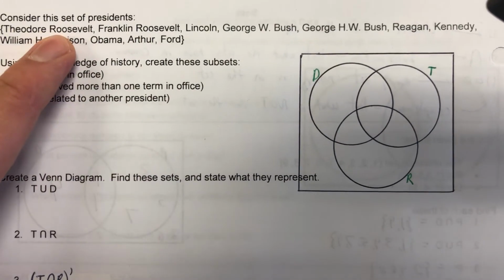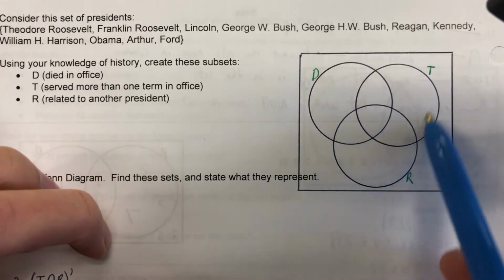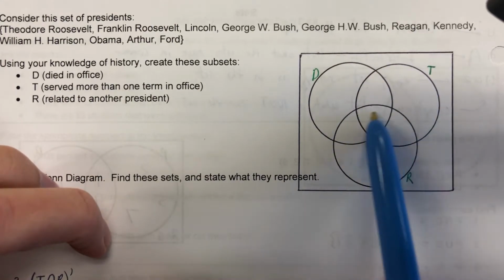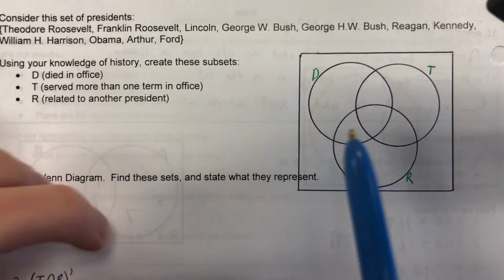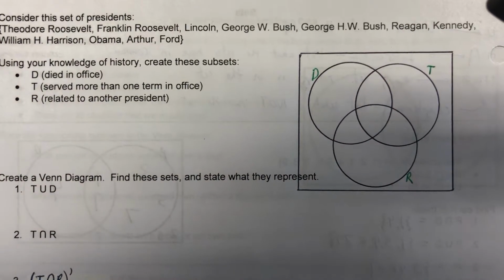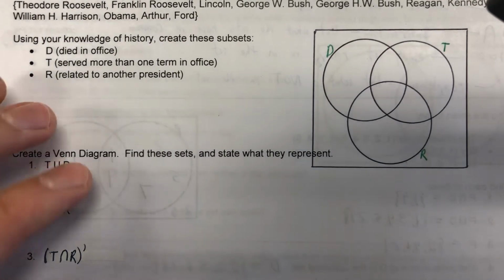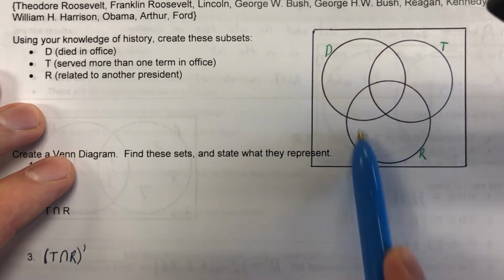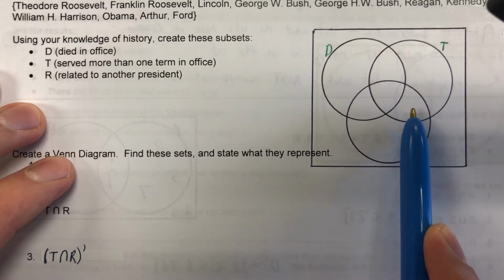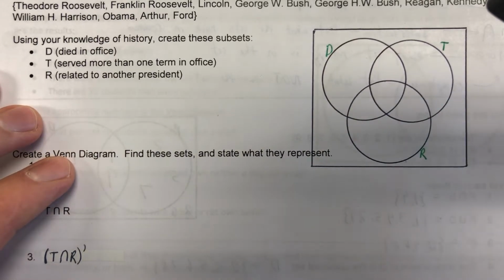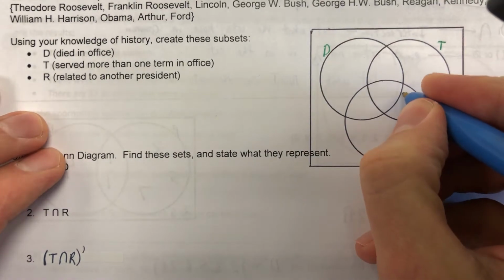So here goes. Theodore Roosevelt served more than one term. He is related to another president. He did not die in office. Okay, so I'm going a little bit slowly right now. We're going to pick this up in a minute, but what we're really doing is deciding what circles they go in. Theodore Roosevelt is in this circle, but he's not in the D circle. Therefore, he is right here in the overlap of T and R, but not D. So, T and R, which is appropriate because his initials are, well, TR.